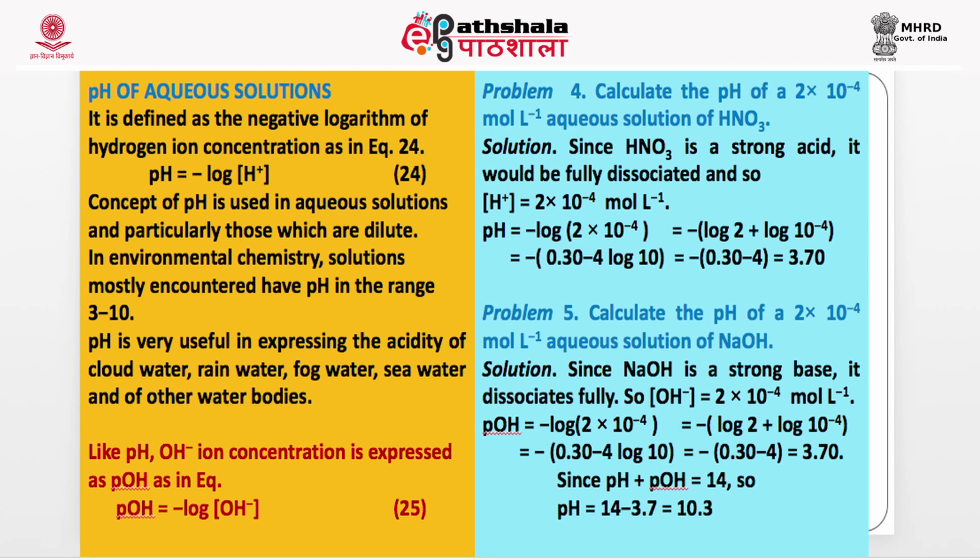Calculate the pH of a 2 into 10 to the power minus 4 mole per liter aqueous solution of NaOH. Remember, that was H ion, this is OH ion. NaOH is a strong base. It will fully dissociate. 2 into 10 to the power minus 4 mole per liter of NaOH will give you 2 into 10 to the power minus 4 mole per liter of OH ions. What is pOH? Look here, minus log 2 into 10 to the power minus 4, just solve it, you will get 3.7. You want pH? Remember this formula, pH plus pOH equal to 14, pH equal to 14 minus 3.7, so you get pH equal to 10.3. So you must remember, in alkaline solutions, the pH is more than 7. In acid solutions, the pH is less than 7.